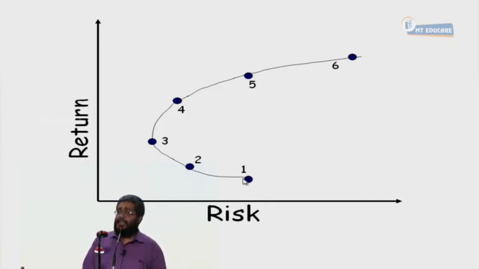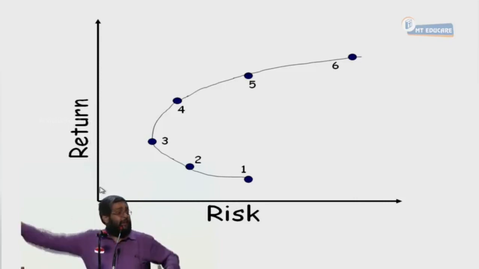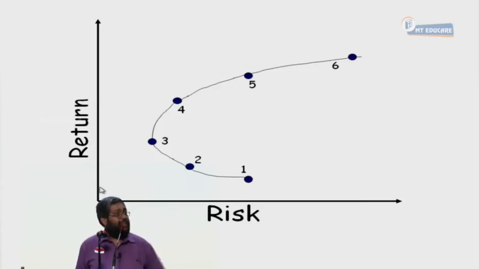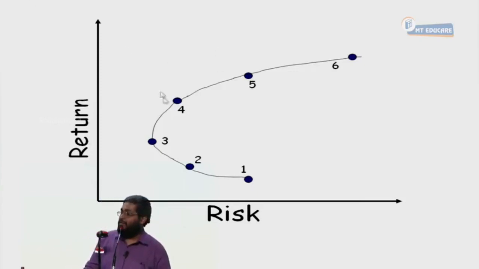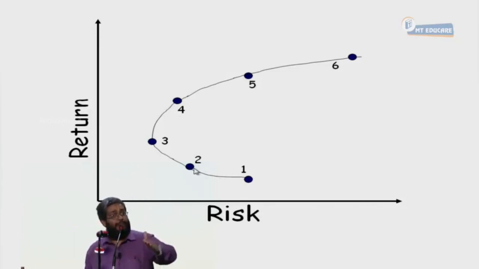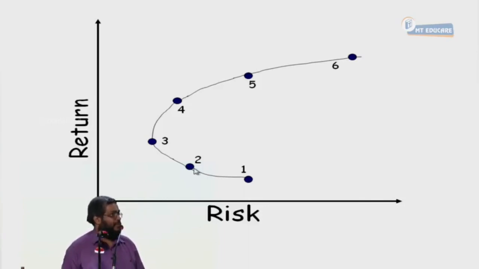Now, portfolio 2, the return increased. But did the risk increase or decrease? When the return increases, my point moves upwards. When the return decreases, my point moves downwards. When risk increases, I go right. When risk decreases, I go left. Now, see, this curve is moving upwards due to the introduction of B, because B increases my return. But the curve does not go rightwards, it moves leftward, because the return increases as well as the risk decreases. Everybody following or not?